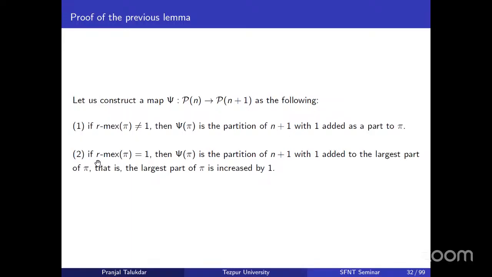So when the least star gap of pi is 1, what do we do? We add this 1 to the largest part of pi. Say, for example, the largest part of pi is some lambda. Then under this map, the largest part of psi of pi will be lambda plus 1. Okay, and in this way, the least star gap is not harmed. The least star gap remains the same.